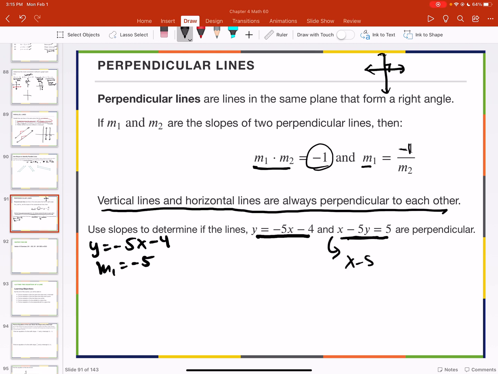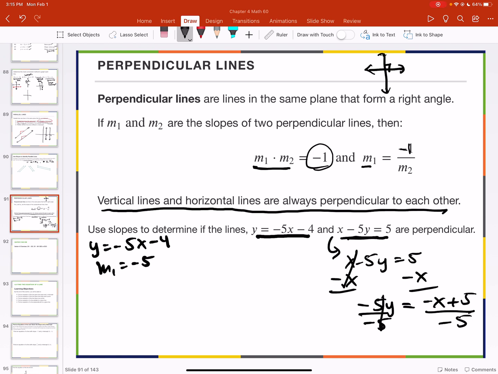So we have x - 5y = 5. It's not in slope-intercept form, so let's put it there. So -5y = -x + 5. Divide everything by -5. Okay, we get y equals, and then this is a 1, so -1 over -5 is just 1/5 x, and then 5 over -5 is -1. So all we're looking at here is the slope, so the second slope is going to be 1/5.